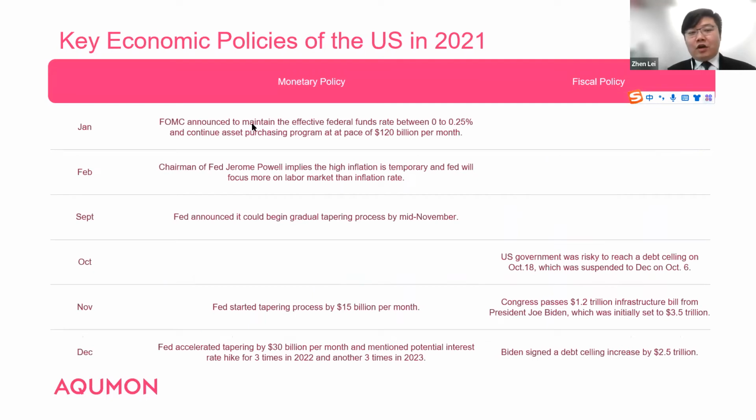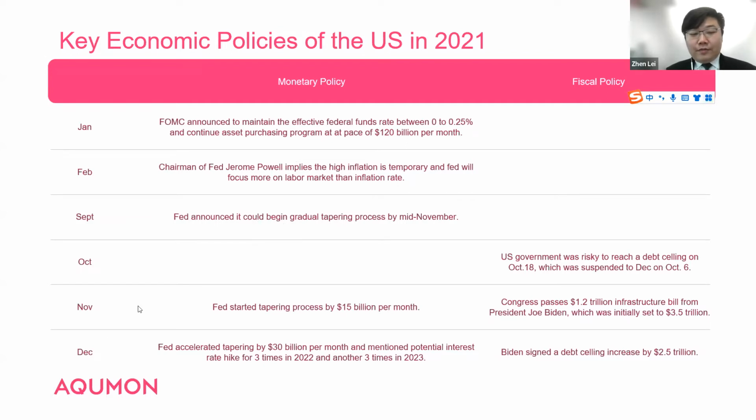And we can see that the economic policies in the United States in 2021 actually changed dramatically. In the first half of the year, the Fed often held the view that the inflation could be transitory, and the Fed would focus more on the labor market than the inflation rate. However, in September, the Fed announced it could begin a gradual tapering process by mid-November and accepted that the high inflation can be non-transitory.